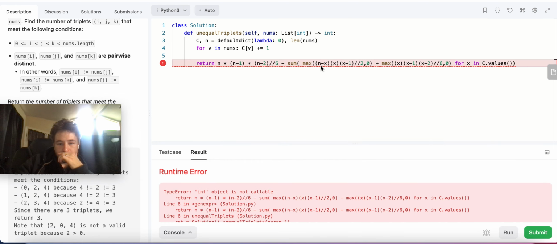So int object is not callable. I always do that for some reason. So remember, we're multiplying here. This is going to think that I'm trying to call a function or something on an integer, but I'm not. I'm just trying to multiply. All right.